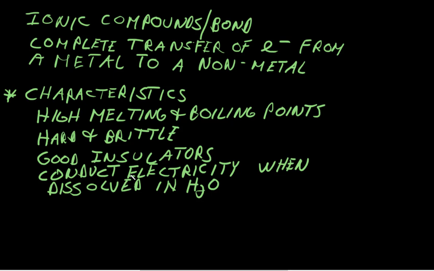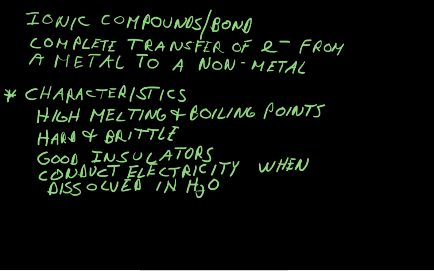Today we're going to look at ionic compounds, or if you want to refer to them as ionic bonds. Ionic bonds are the complete transfer of electrons from a metal to a nonmetal. Think the alkali metals, the alkaline earth metals, the halogens, the oxygen family, and so forth. Some characteristics of ionic compounds: they have high melting and boiling points, they're hard and brittle, they are good insulators, and they conduct electricity when dissolved in water. I think sodium chloride would fit all of these particular characteristics.